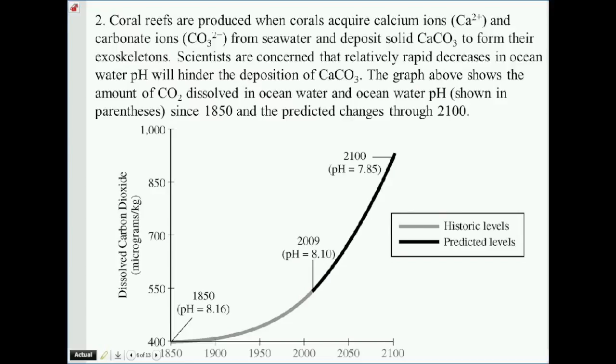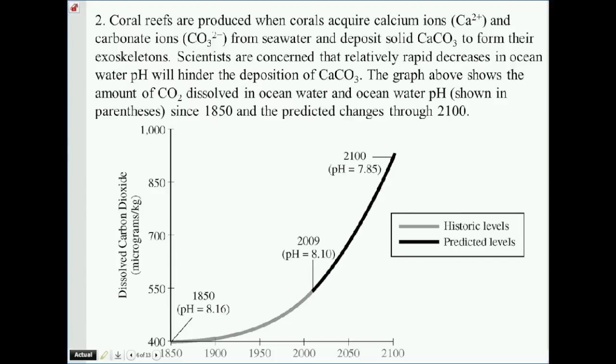So here we go. This one says that coral reefs are produced when corals acquire calcium ions and carbonate ions from seawater and deposit solid calcium carbonate to form their exoskeletons. Scientists are concerned that relatively rapid decreases in ocean water pH are going to hinder the deposition of CaCO3. Basically, CaCO3 can dissolve, acid will dissolve it, and so it'll basically dissolve the corals.